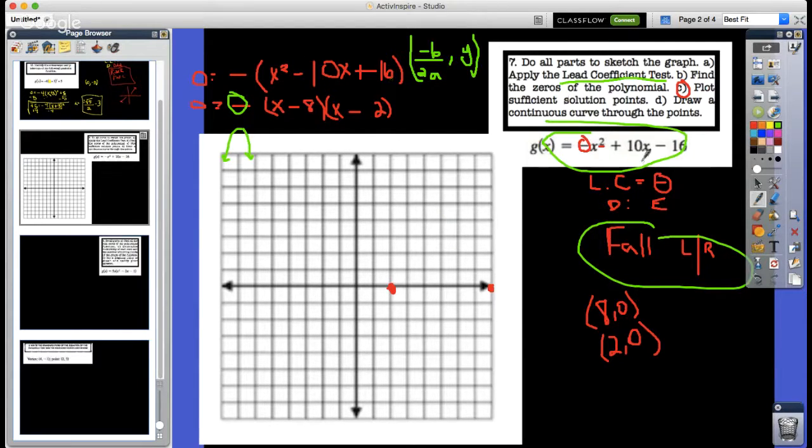So now we're going to go over here and say the b is 10. So we're going to say negative 10 over 2 times a, being negative 1. Now as I simplify this, negative 10 divided by negative 2 is 5. So we have 5 here, comma.